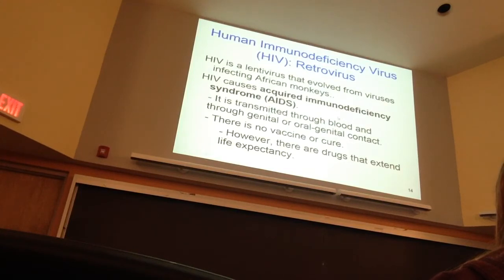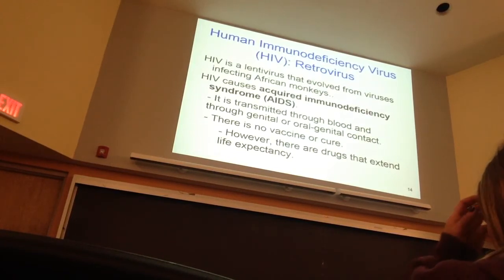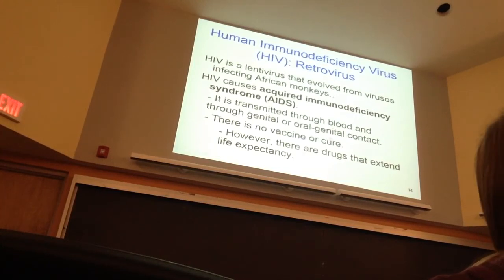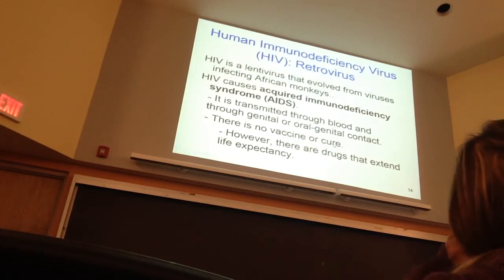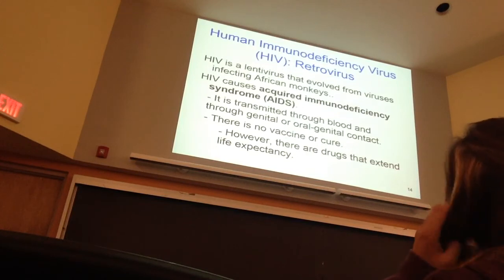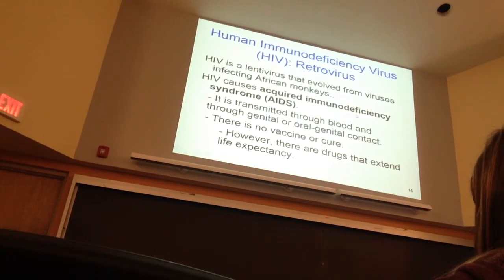Okay, so the disease that it causes in people is acquired immunodeficiency syndrome, transmitted through blood, genital, oral genital contact. So it's a sexually transmitted disease. No vaccine or cure at this point. There certainly are drugs that buy patients, in some cases, a lot of time. So there's some intervention, but it's extending life expectancy.